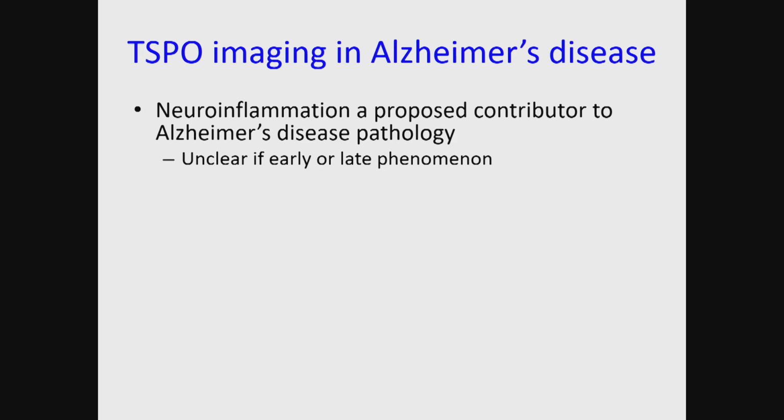Neuroinflammation is known to exist in Alzheimer's disease at the time of death, massive neuroinflammation. And it may be a contributor to the disease pathology, but it's unclear whether the neuroinflammation begins early or late in the disorder. It's present at the time of death.